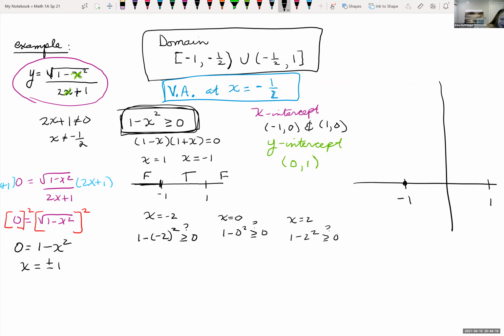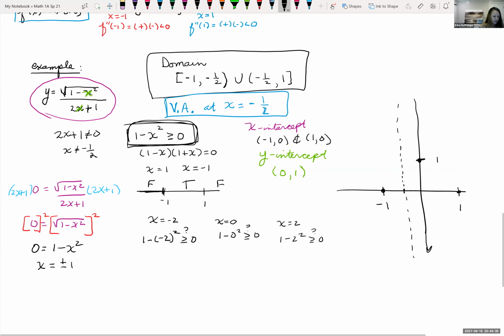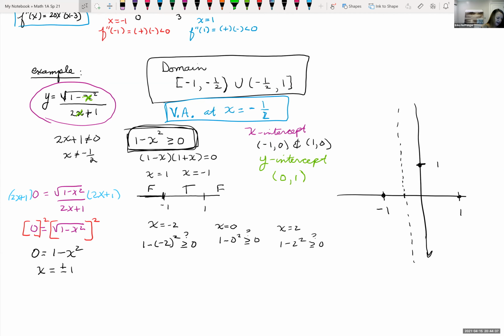So we know we have points here, here, and at 1. We also know that we have some sort of asymptote at -1/2, vertical asymptote. Now let's look at where it's increasing and decreasing. And so we want to look at the first derivative.